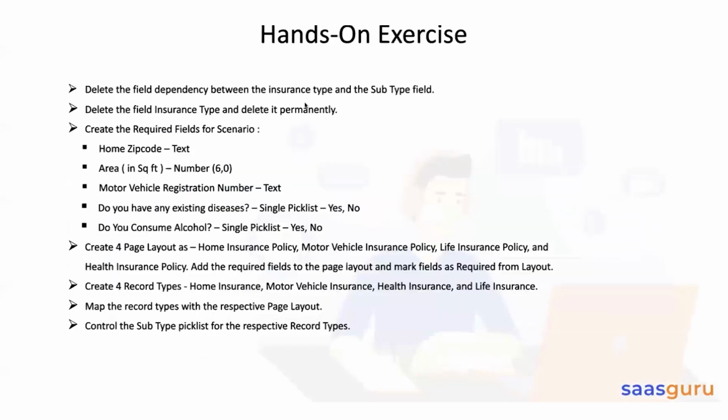So first of all, we are going to introduce these fields on the policy object. Then we are going to create the layouts, the policy layouts, dedicated layouts for these types of policy. And then we'll introduce the record type and we'll tie the appropriate layout so that only the relevant fields are visible when a specific record type is selected by the end user.